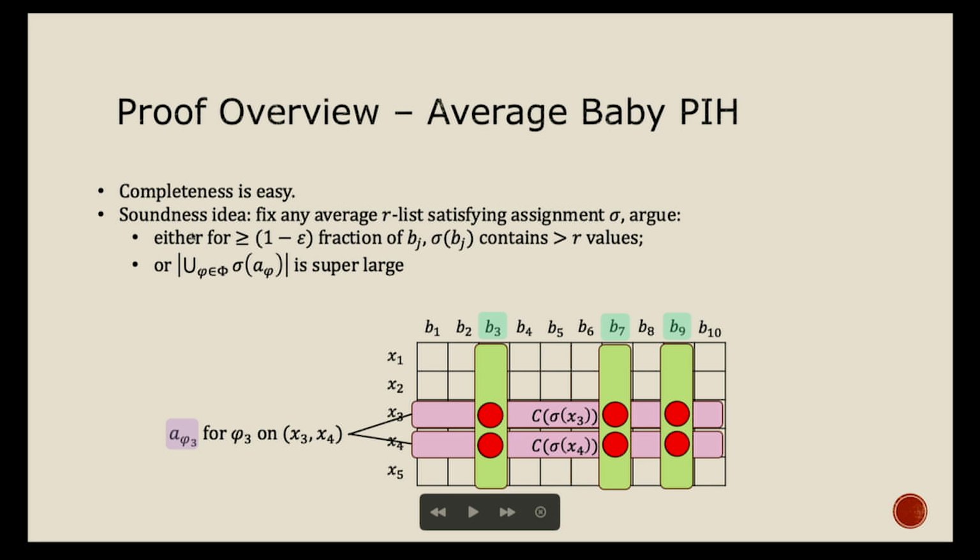In the soundness case, the idea is to argue that for any average R list satisfying assignment, we either have a lot of positions J such that sigma Bj contains more than R values, or the collection of A part is super large. This way you can see either we have 1 minus epsilon times R plus 1 total values, or the value is more than what we selected from A part.